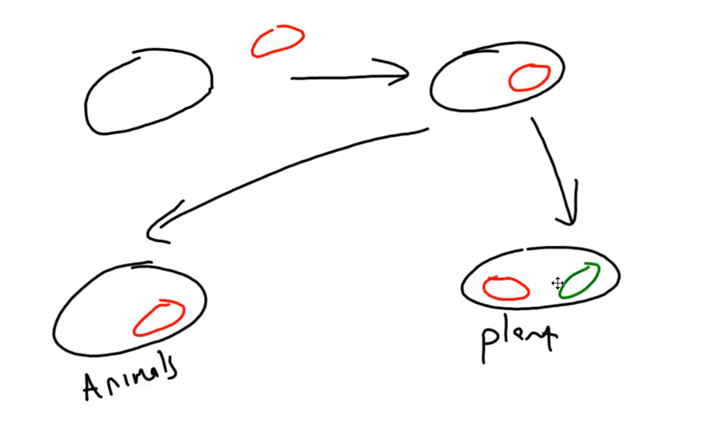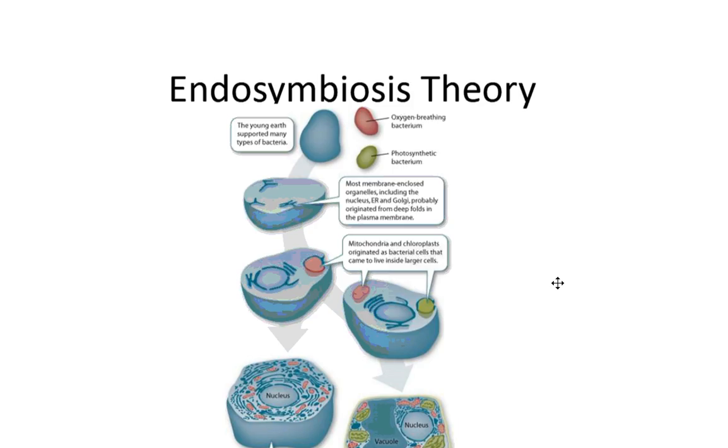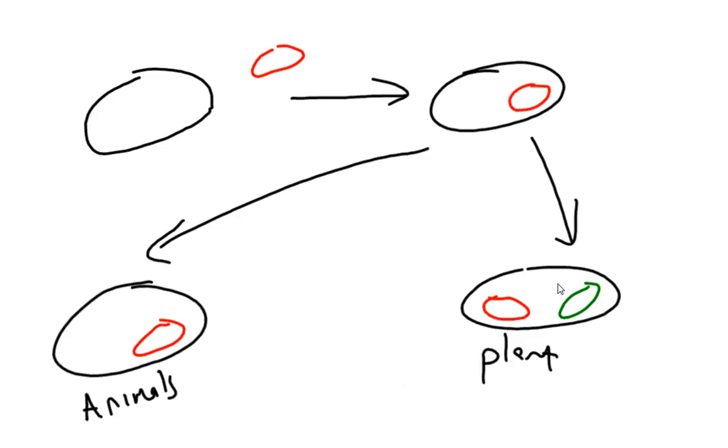And so again, this idea is called the endosymbiosis theory because endo means inside, symbiosis means live together. They live together inside. And again, this is an explanation as to how the first eukaryotic cells came to be.